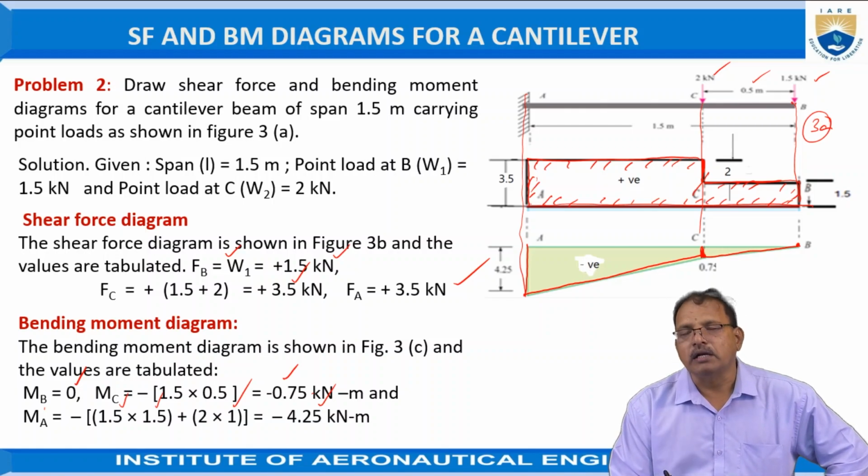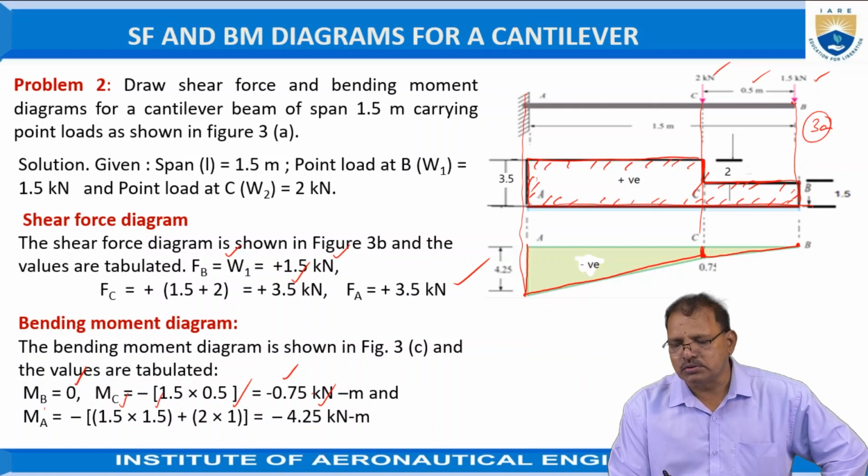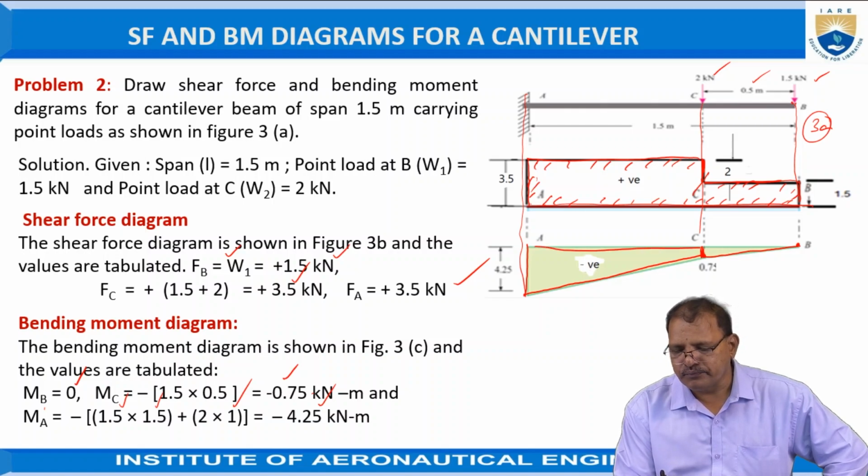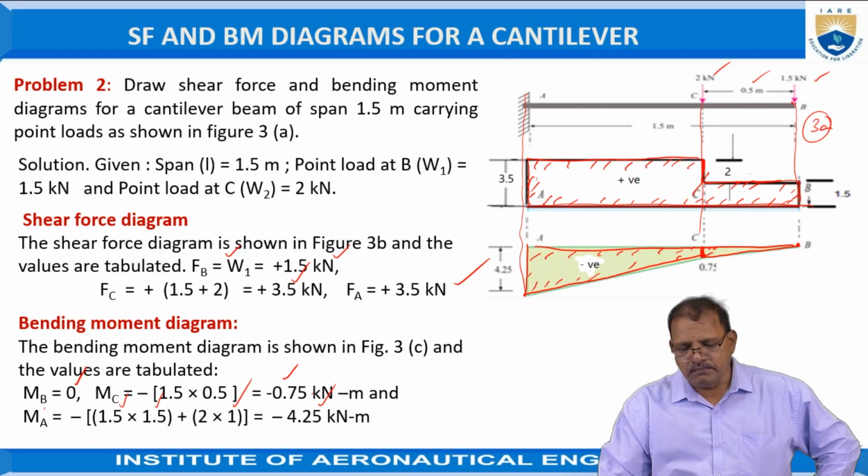This is when the cantilever is subjected to two loads at B and C as shown in the figure. After drawing, generally it is hatched inside. This diagram is called the bending moment diagram.